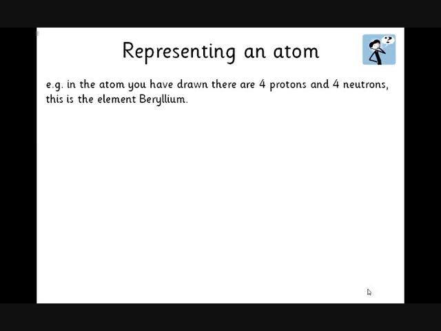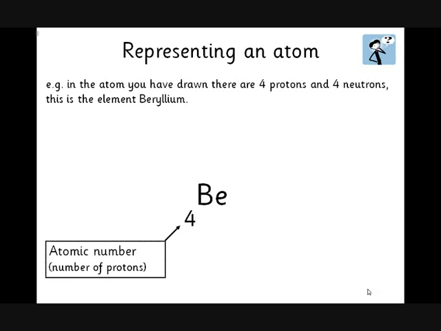Now, rather than drawing it out like you saw at the start, we tend to write it like this. You write the symbol, if you like. Now, the symbol for beryllium is Be. You won't have to know these, you'll be given them in the exam, but you need to know that we don't draw it out longhand like the diagram we saw at the start, which looks like planets in a solar system. We draw it like this. Now, the bottom number is the number of protons.